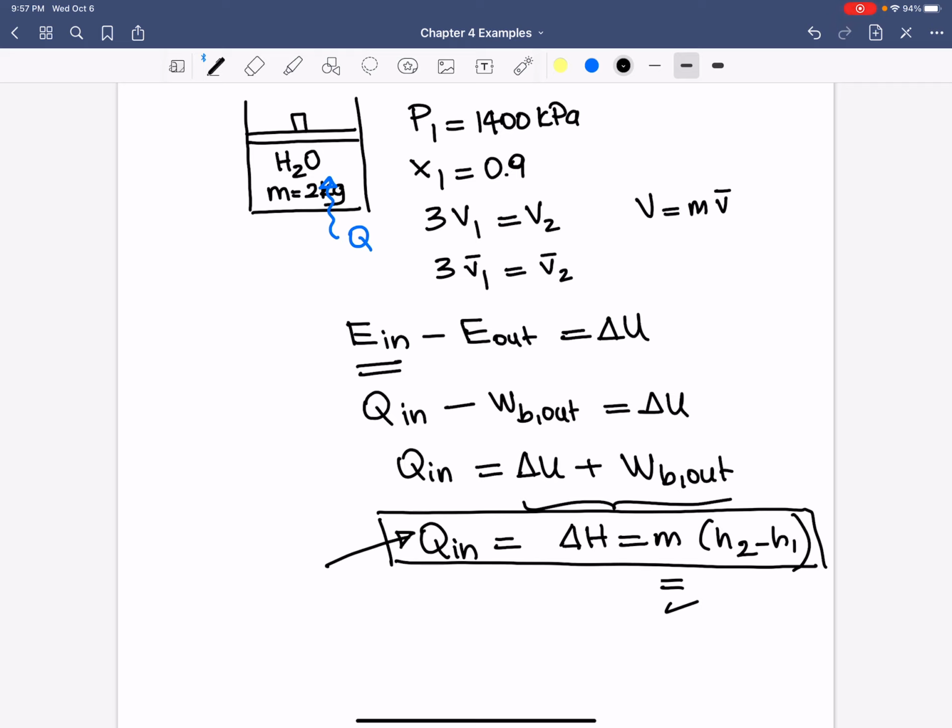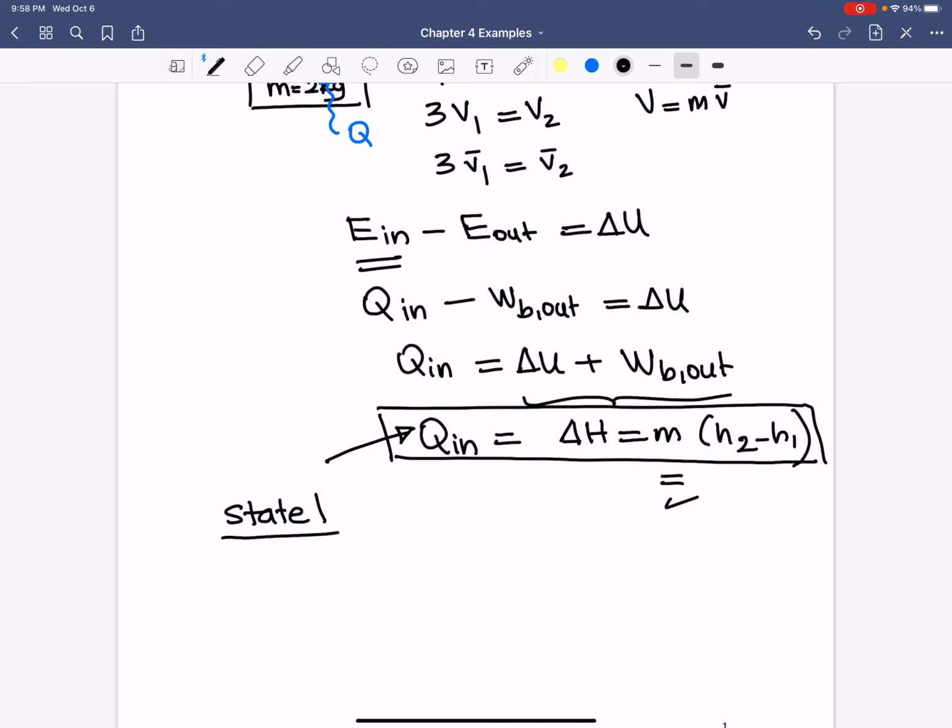And the way to figure those out is to look at the tables and read the specific properties from the tables. Let's take a look at which table we need to look at to read these properties and analyze each state carefully. Okay, so for state 1, we are given the pressure. We are also given the quality.